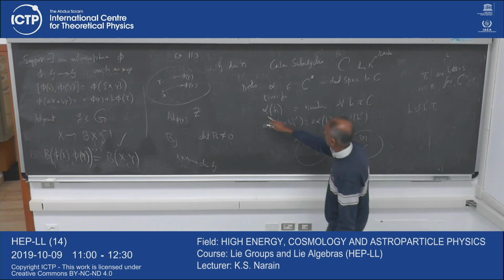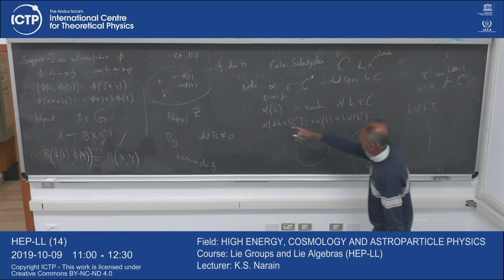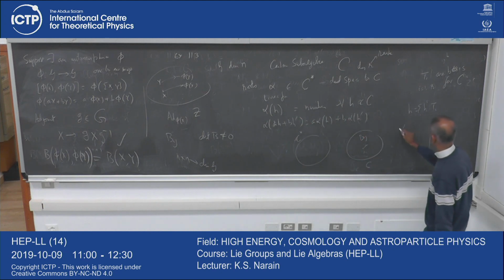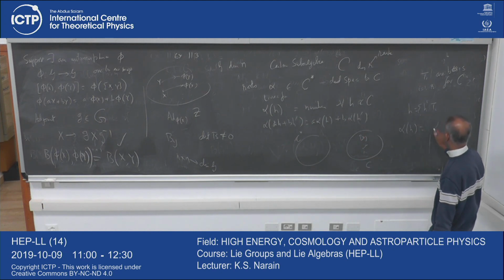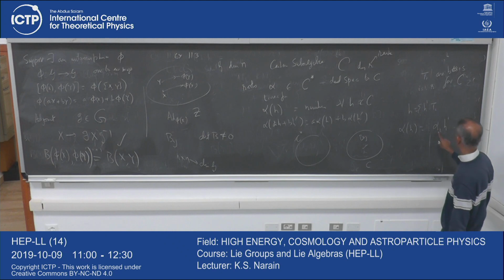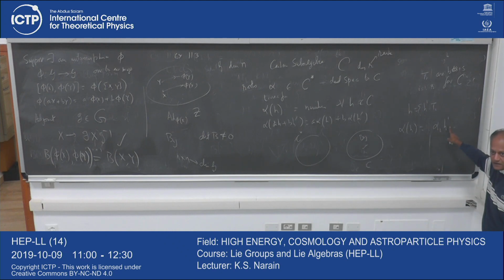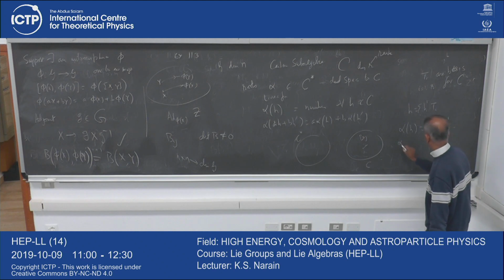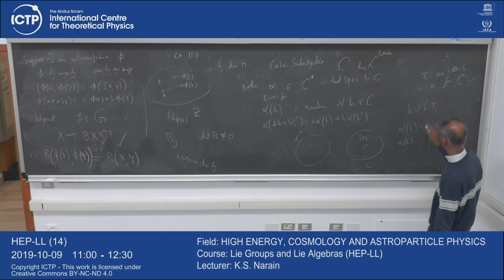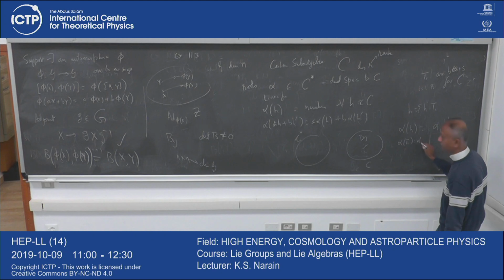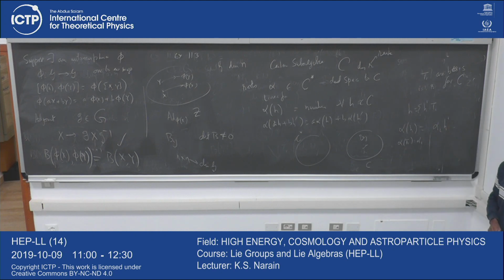And let's suppose alpha is a linear function. So alpha of h will be some alpha_i h^i, where the alpha_i are some numbers. It's the most general linear function you can write down. Basically alpha_i is nothing else but alpha of T_i. In this basis, alpha of T_i is what I call alpha_i, some number.